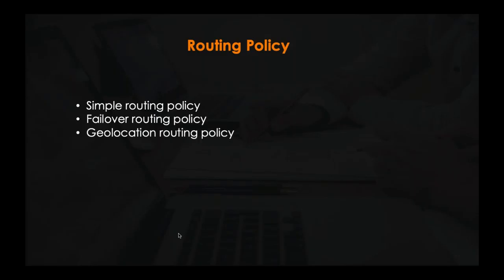right. Now comes a very important part from a certification point of view, and if you are going for an interview, this is also very important. This is a 100% asked question, even in the certification: routing policy. There are five different routing policies available: simple routing policy, failover routing policy, geolocation routing policy, latency based routing policy, and weighted routing policy. These are very important routing policies which you will configure in your record set.